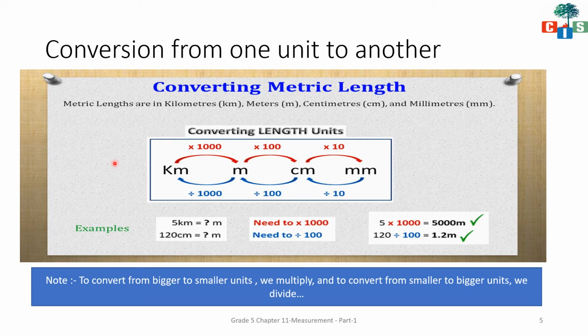Now the second example, 120 centimeter. I have to convert this centimeter to meter. It means I have to move to its left, so we have to divide by 100. When I divide 120 by 100, I will get the answer as 1.2 meter.